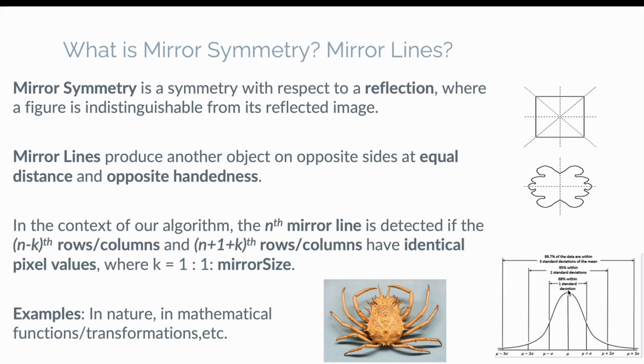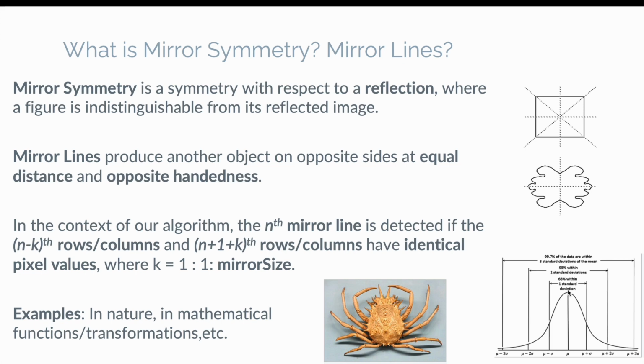Mirror symmetry is a symmetry with respect to reflection, where a figure is indistinguishable from its reflected image. Mirror lines produce another object on opposite sides at equal distance but opposite-handedness. In the context of our algorithm, the nth mirror line is detected if n minus k rows or columns, depending on whether it's a vertical or horizontal mirror line, and n plus 1 plus k rows or columns have identical pixel values, where k ranges from 1 to mirror size, with each being an integer value, considering that it represents the index of the row or column, which has to be a positive number.